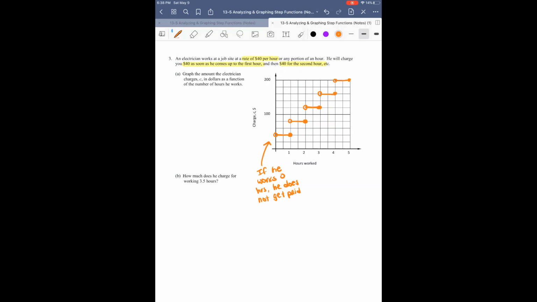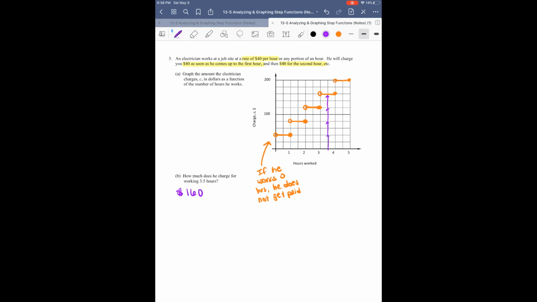So part B says, how much does he charge for working 3.5 hours? So let's check our graph. So for 3.5 hours, he will have made $40 for the first hour, an additional 40 for the second hour, an additional 40 for the third hour, an additional 40 for any minute past that third hour. So he's going to be making $160 for working 3.5 hours.